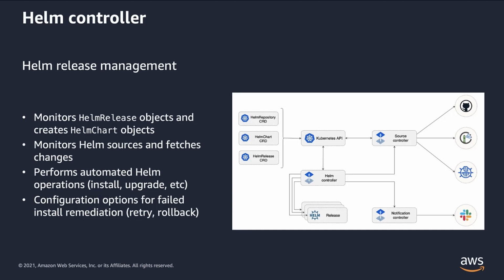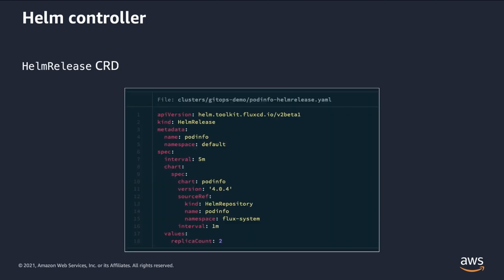And in the case that a Helm operation fails, you have configuration options for remediation, like retries, rollbacks, quit, whatever. And here, pulling that together in a CRD with the Helm release, you can see there's a source ref again, just like our Git repository before. This one's a Helm repository. And so you have a Helm repository for this app called pod info. You specify the version. That's pretty much it. That's pretty cool.